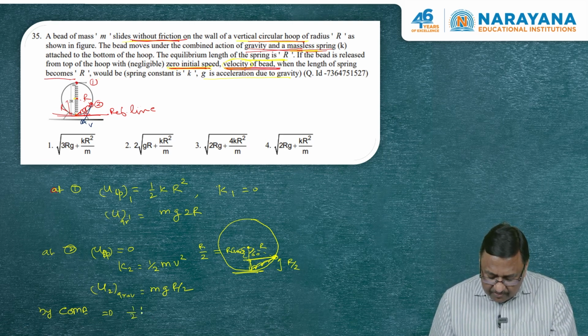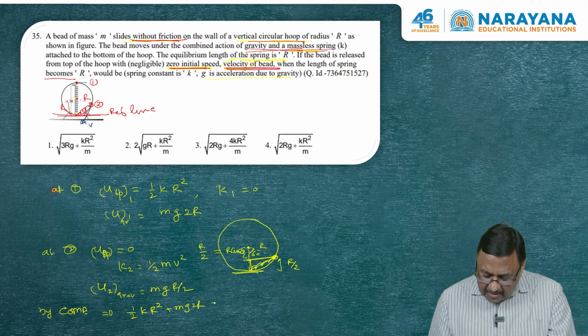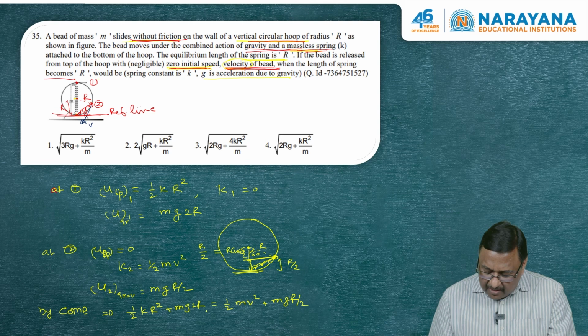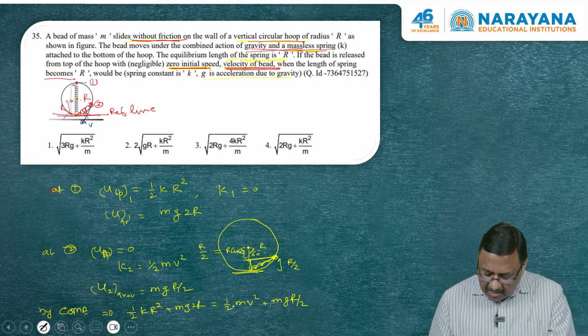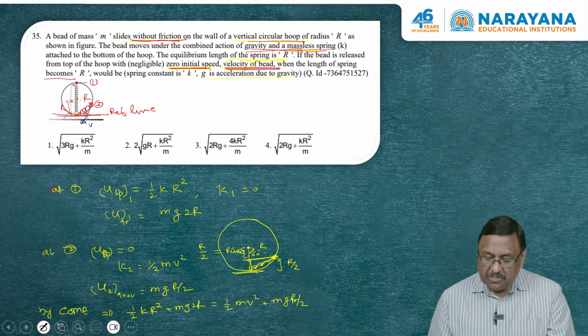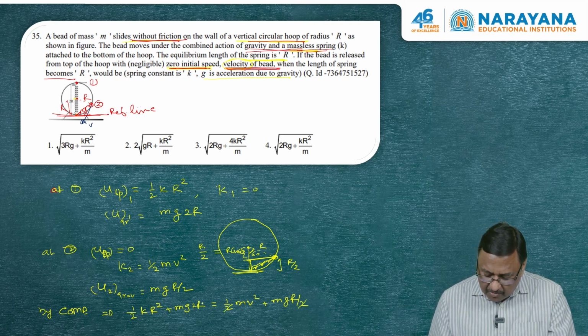So if I write half k r square plus mg into 2r is equal to half mv square plus mg r by 2. If I rearrange these terms here, I hope you can see it is becoming 4 mgr, and 4 mgr minus mgr. So I cancel this 2, I make it multiplied by 2 here, I cancel it by 2 here. So I hope you can see it very easily.